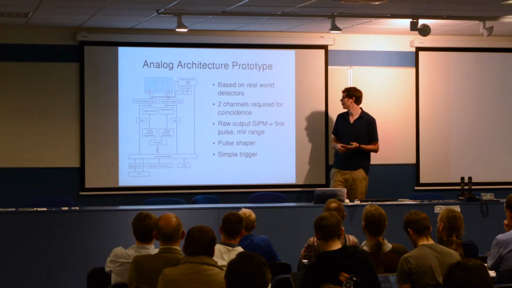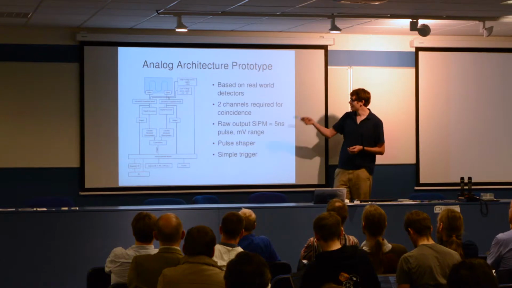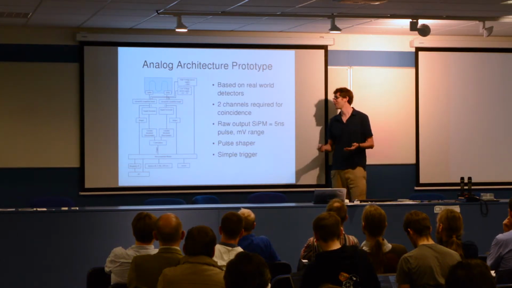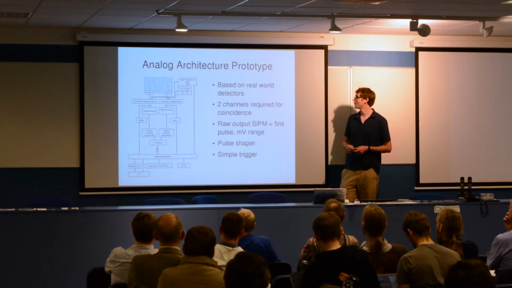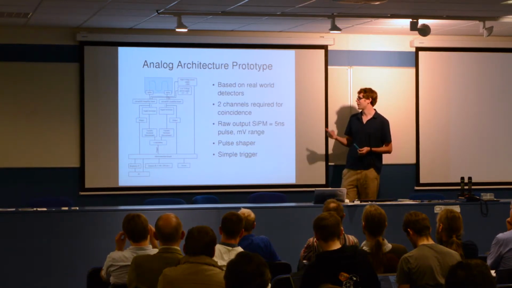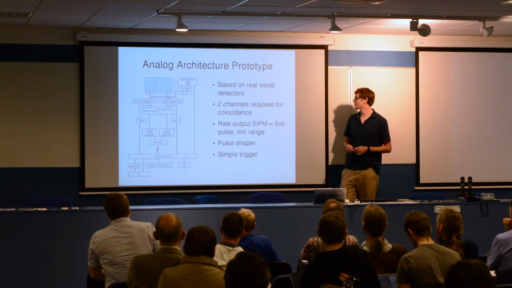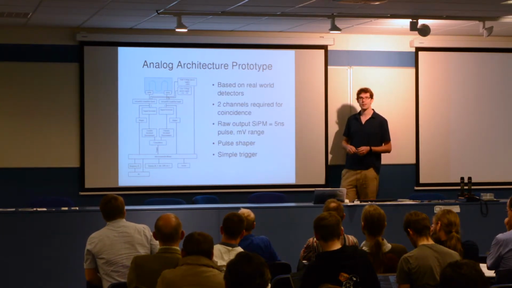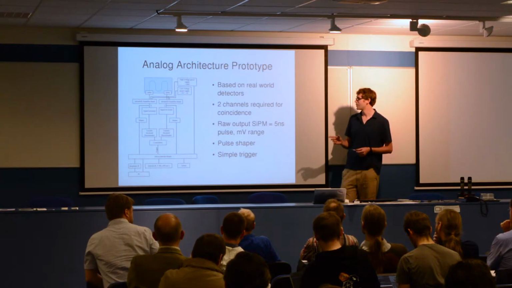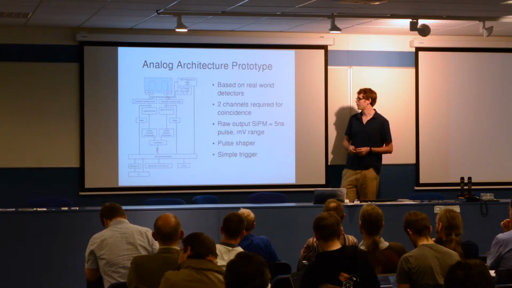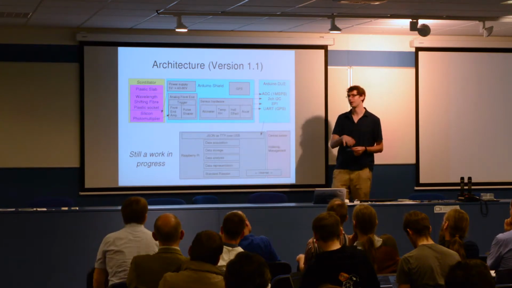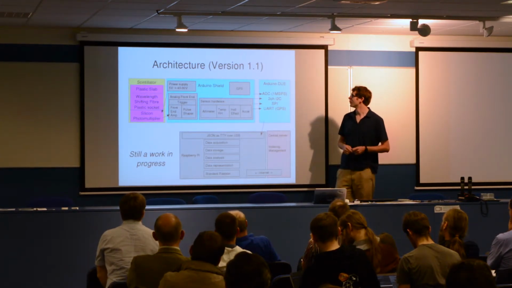This is another very important aspect. This type of system is based on a real-world detector, for example ATLAS or CMS, in very much miniature. We need the 2 channels. That's one of the things that dimensions the size of our hardware. As I said, the raw output from the SiPM is 5 nanoseconds, so we make that a bit longer so we can catch it with a pulse shaper, and we have a simple trigger to prevent us triggering all the time and actually looking at it in software, just to make our life simpler.